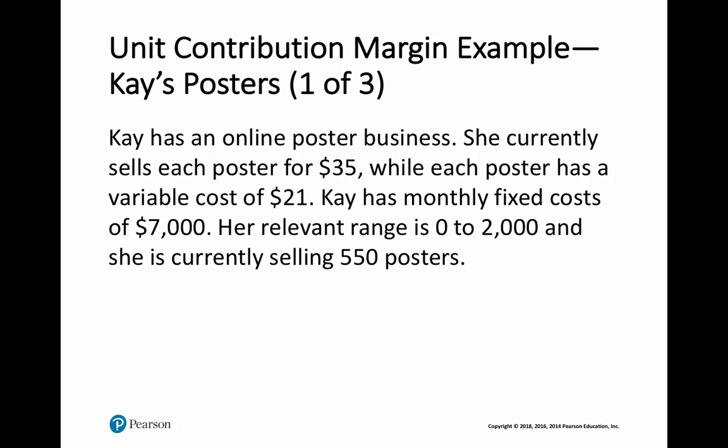And those are going to hold true as long as we're in our relevant range of 0 to 2,000 posters sold. Right now, K is at 550 posters, so well within that relevant range. So those three numbers are going to hold true as constants. Each one is going to bring us $35 more in revenue. Each one's going to bring us $21 more in variable expense. Therefore, each poster that we sell is going to provide an additional $14 of contribution margin. Our last item is that our fixed costs are going to be $7,000, regardless of whether we sell 0 posters or up to 2,000. As long as we're in that relevant range, fixed costs are going to be $7,000.